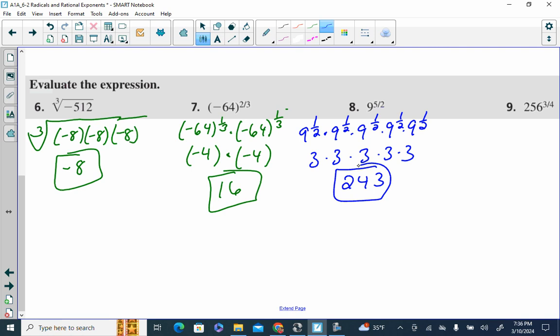Then we have 256 to the 3/4 power. That's the same as 256 to the 1/4 power times 256 to the 1/4 power times 256 to the 1/4 power. So we want the fourth root of 256. 4 times 4 is 16, times 4 is 64. 64 times 4 is 256. That's the same as 4 times 4 times 4, which would be 64. So we want the fourth root of 256, which is 4, and we're using that as a factor 3 times.